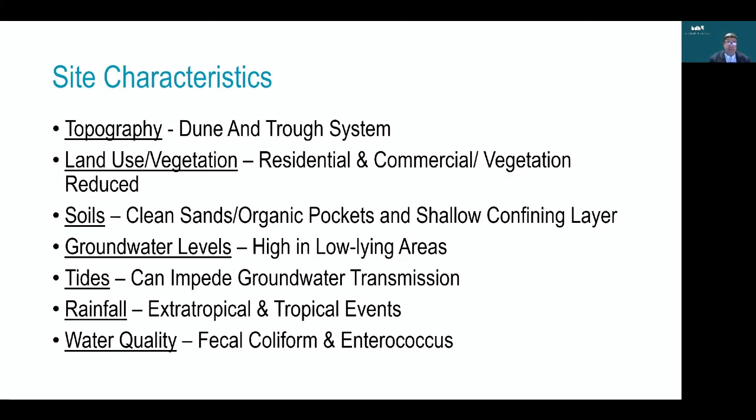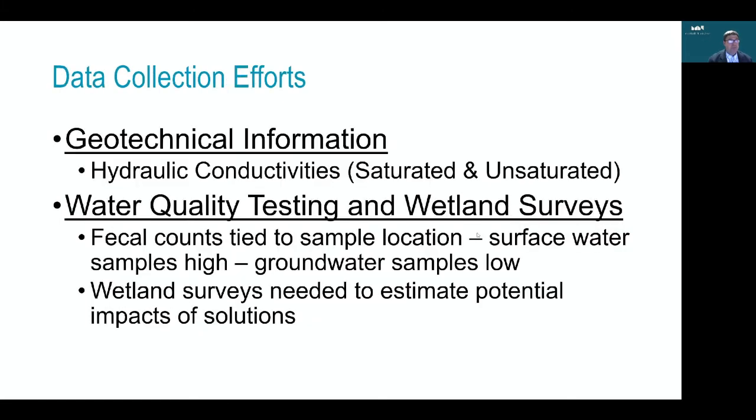Of course, one of the things that you do have working for you is that normally the sands are relatively clean. You do have on occasion some organic pockets and a shallow confining layer. The groundwater levels are usually high in the low-lying areas, especially in the troughs. Tides can impede groundwater transmission. Of course, as we've already said, the rainfall and water quality concerns are also important to describe.